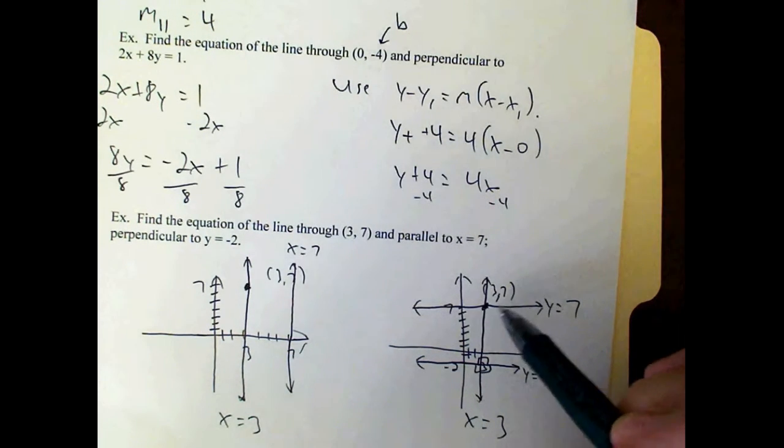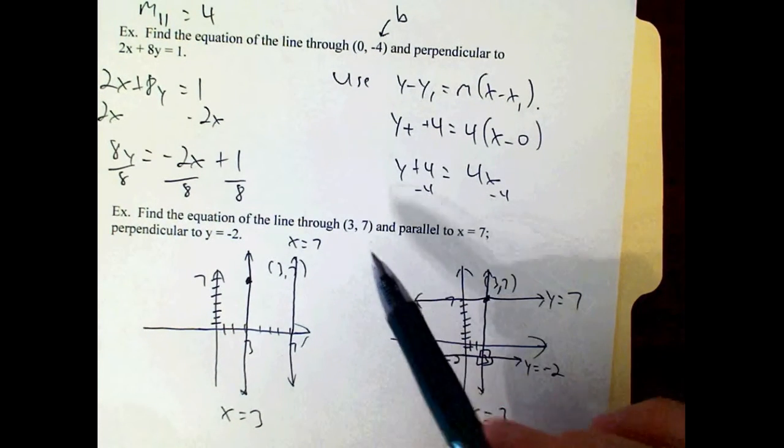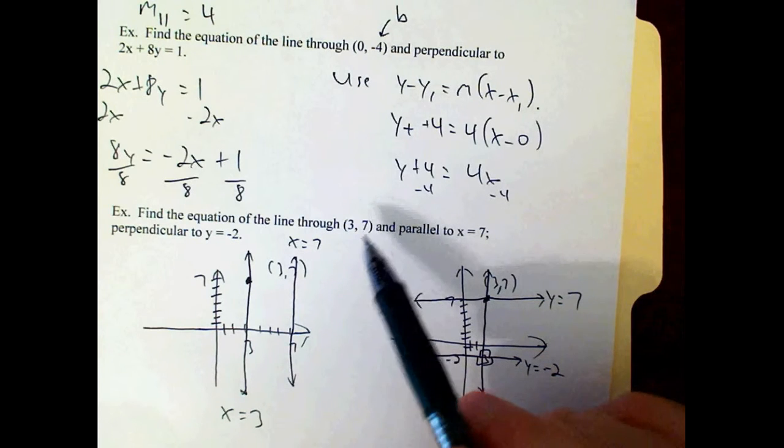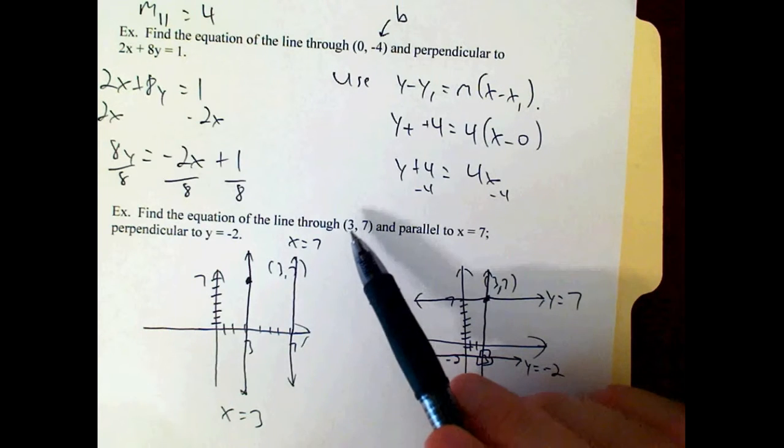Now take a good look at it. If we have a horizontal line, it's always going to be y equals the y value. If we end up with a vertical line, it's always going to be x equals the x value. That always happens. Just keep that in mind.